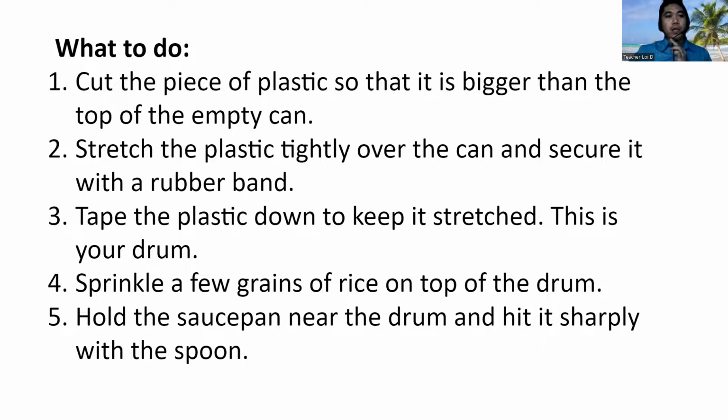What to do? Cut the piece of plastic so that it is bigger than the top of the empty can. Stretch the plastic tightly over the can and secure it with a rubber band. Tape the plastic down to keep it stretched. This is your drum. Sprinkle a few grains of rice on the top of the drum. Hold the saucepan near the drum and hit it sharply with a spoon.